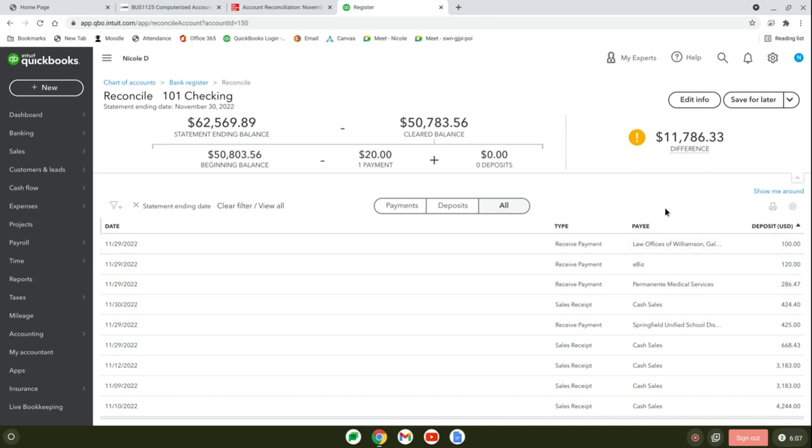So on yours, you're gonna see that yours should hopefully not look like mine. I don't know why it's looking like this, but there should be a little circle here that'll allow you to select all. And then once you select all, your difference should come to 0.